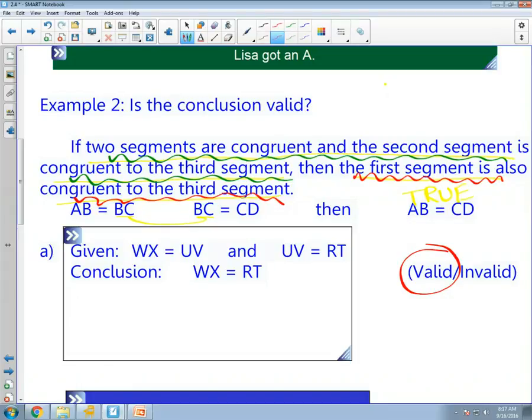Valid makes it sound fancy. Yes, Logan. Yes. Just carry it with you.